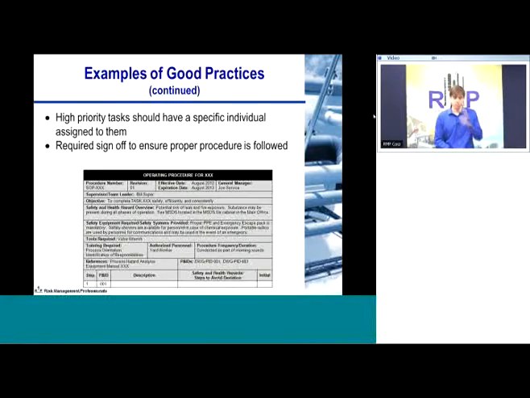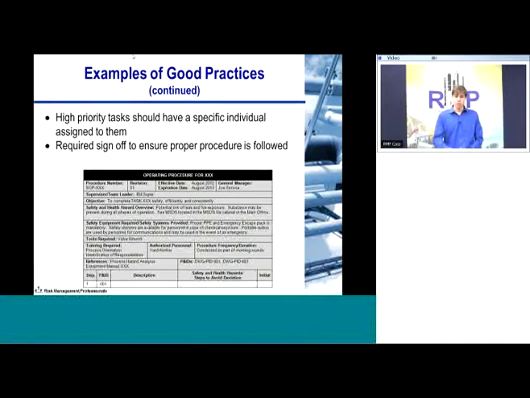It has the PPE you need. It has tools you might need. It has the training required. Again, one of the requirements of CalARP, RMP, PSM is to have all your operators trained on their procedures, and so this will list the required training that your operators need to have.